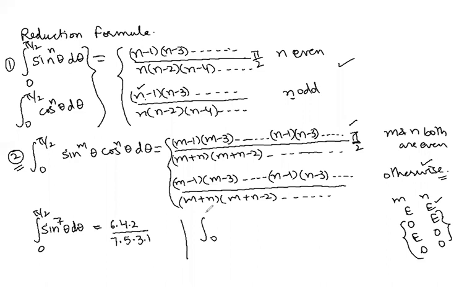Similarly, you can go for the integral 0 to pi by 2 of sine theta to the power 8, right? And in this case, the numerator starts from 1 less than the power, that is 7. Go on reducing the terms by 2: 5, 3, 1. And here it is 8, the power itself, 6, 4, 2 into pi by 2, and then simplify this. So this is the value of sine theta to the power 8.